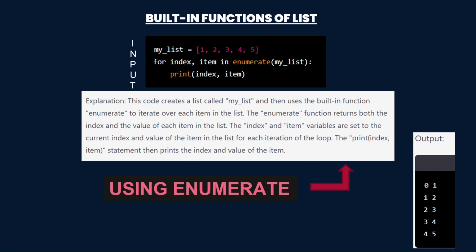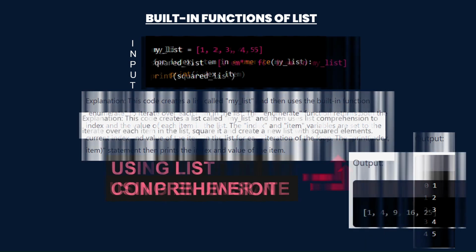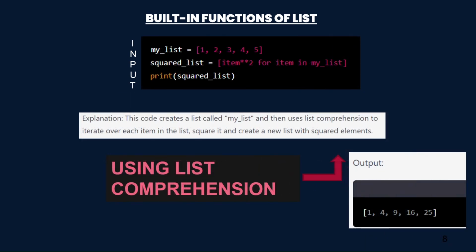The print index and item statement then prints the index and value of the item. So it will print like this. You can see the output 0, 1, 1, 2, 2, 3, 3, 4, 4, 5. 0, 1, 2, 3, 4 are the index numbers, 1, 2, 3, 4, 5 are the items. Alright, now let's see the third and last one, using list comprehension.